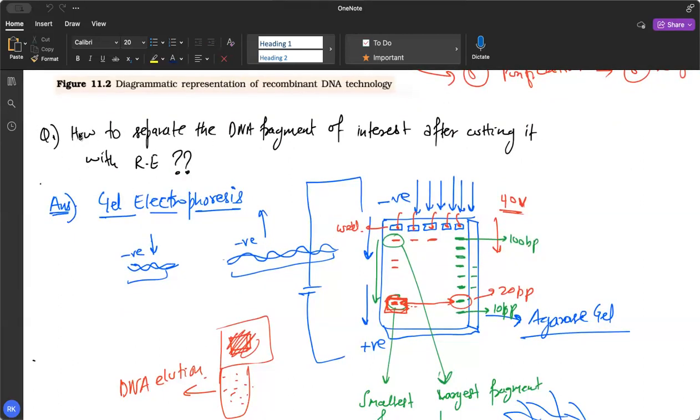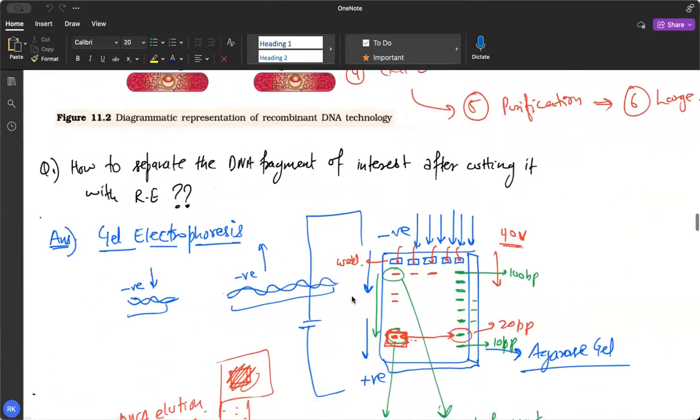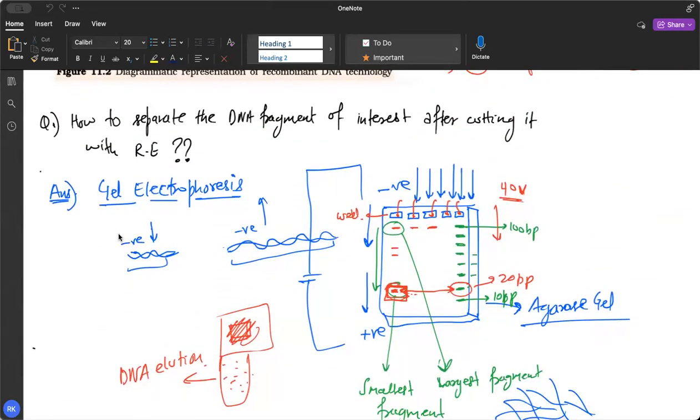In that, a very important aspect is when we do restriction digestion, we have to separate our DNA fragment, the foreign DNA of interest that we are interested in. We have to separate it from other pieces of DNA that we don't need. Basically, our gene we need. And for that, the process of gel electrophoresis helps to separate DNA fragments.